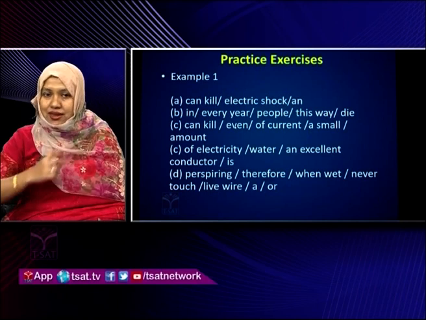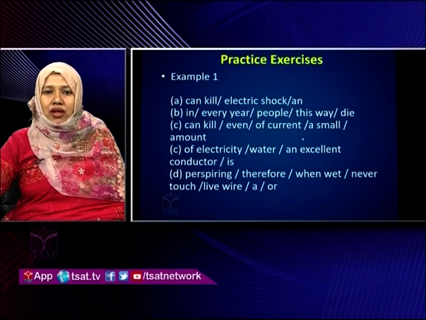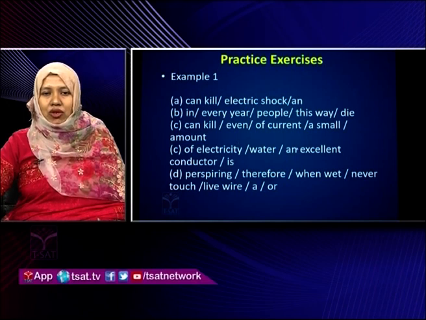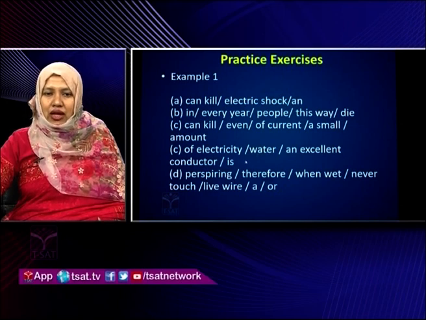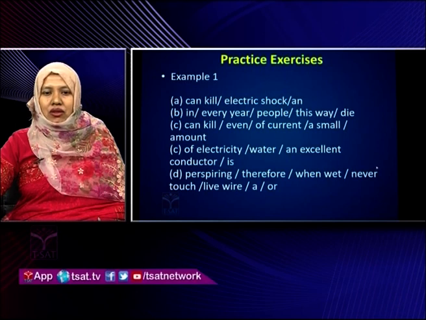Now let us move to the next example. Of electricity, water an excellent conductor is. Search for the subject. What is the subject here? Water. After the subject what comes? Helping verb. Water is. What is water? It is an excellent conductor. It is an excellent conductor of electricity. So you are getting a meaningful sentence here. First word, water: water is an excellent conductor of electricity. Conductor here is the verb. Of electricity is the object. Now coming to the next example.